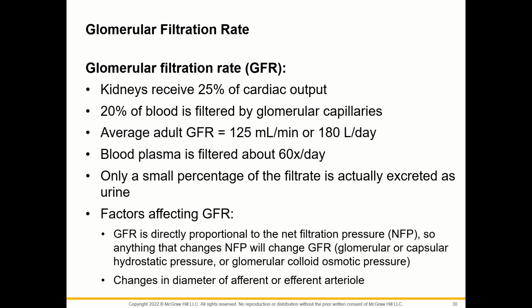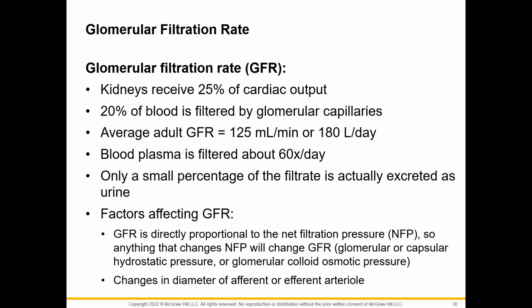Glomerular filtration rate. Kidneys receive 25% of the cardiac output. 20% of the blood is filtered by glomerular capillaries. The average adult glomerular filtration rate is about 125 milliliters a minute or 180 liters a day. The blood plasma is filtered about 60 times a day. Only a small percentage of the filtrate is actually excreted as urine.